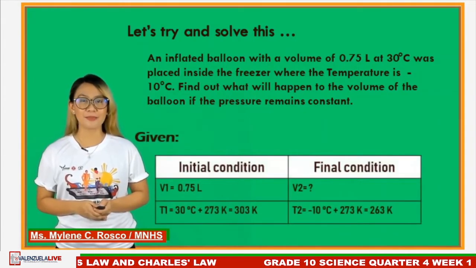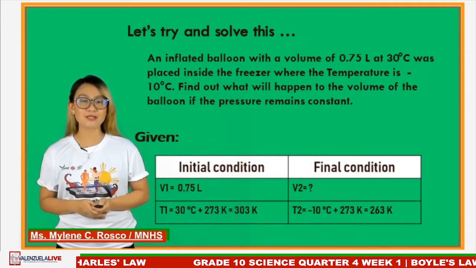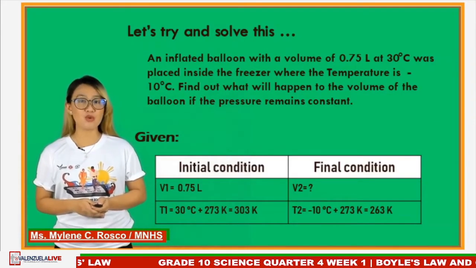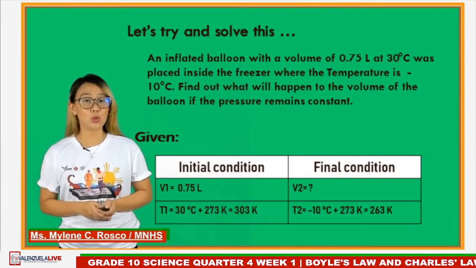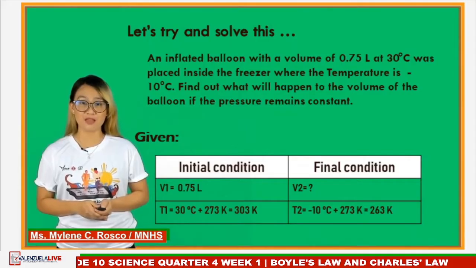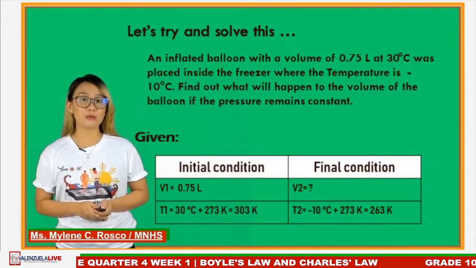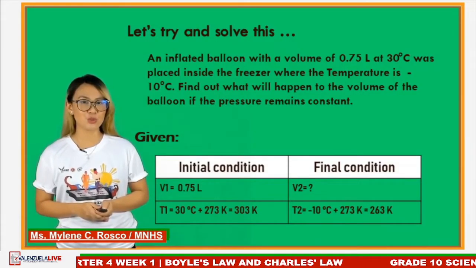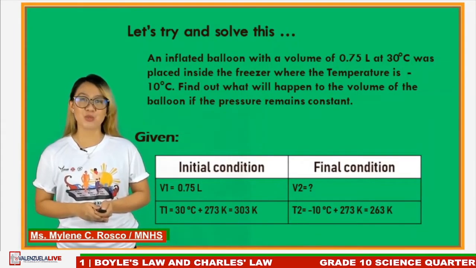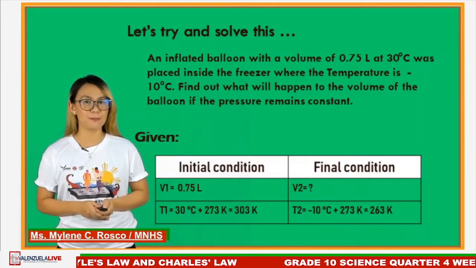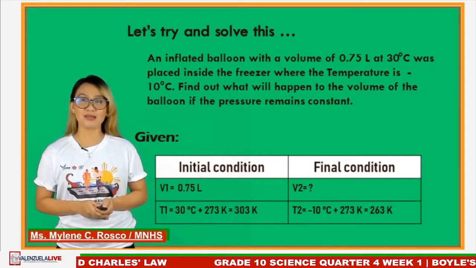Here are the givens. Initial volume, V1, is 0.75 liters. Initial temperature, T1, is 30 degrees Celsius. Convert it to Kelvin by adding 273 Kelvin. So that gives you 303 Kelvin. Our final temperature, T2, is negative 10 degrees Celsius. Convert it to Kelvin by adding 273 Kelvin. So we have 263 Kelvin. Note, we need to convert degrees Celsius to Kelvin by adding 273 Kelvin.